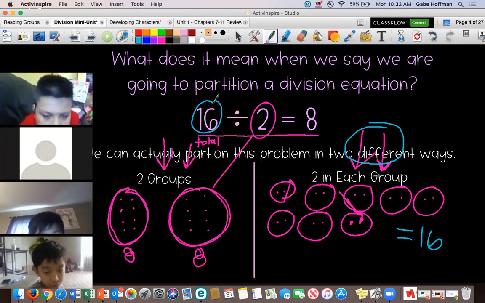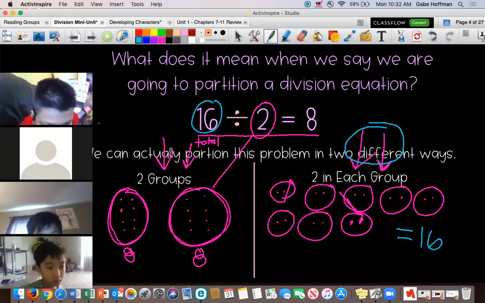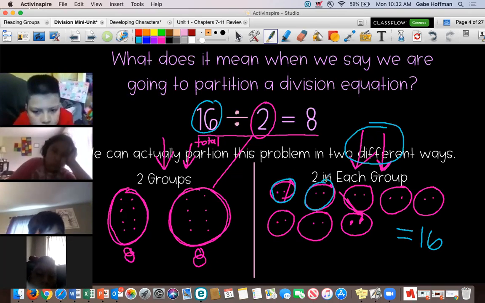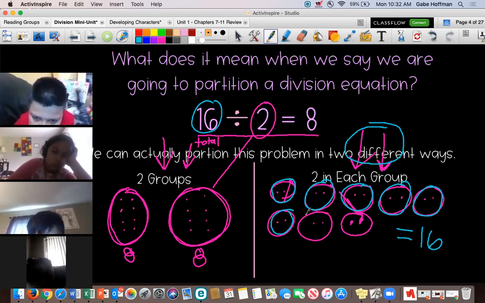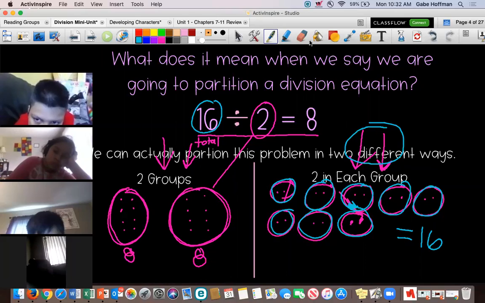Where's my 8 in this problem? Henry, where's my 8 in this problem? The 8 is in the 2 in each group of the circles. So 8 is the number of groups I have. I think that's what you're saying, just using different words. So we have 1, 2, 3, 4, 5, 6, 7, 8. So we have 8 groups. When we make 2 in each group, we get 8 groups total, okay?